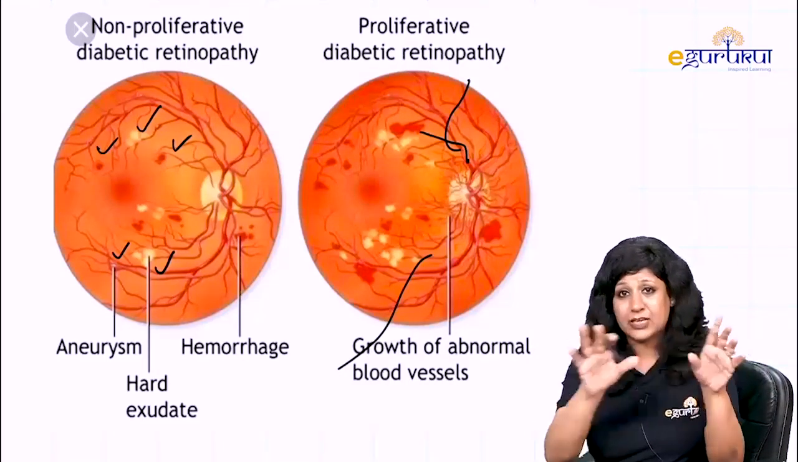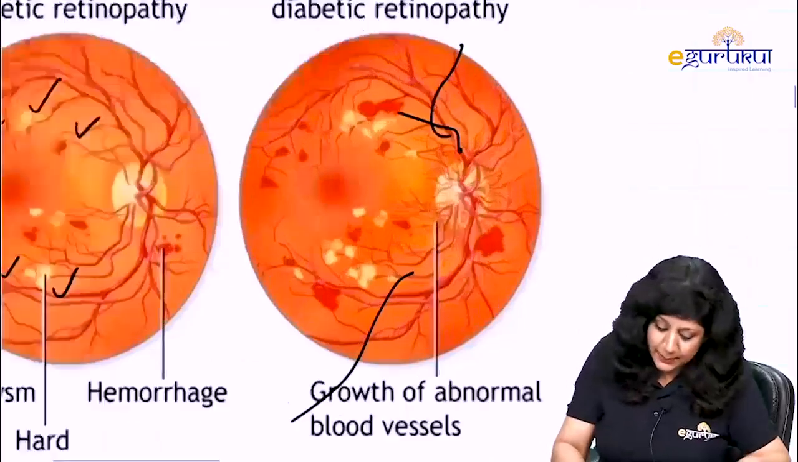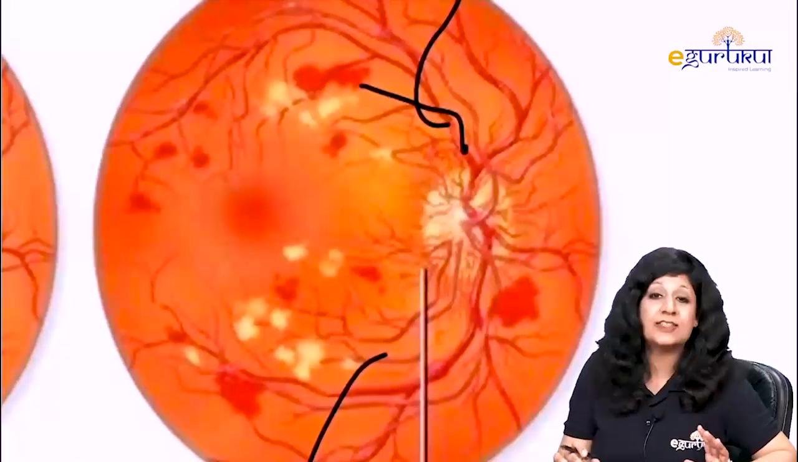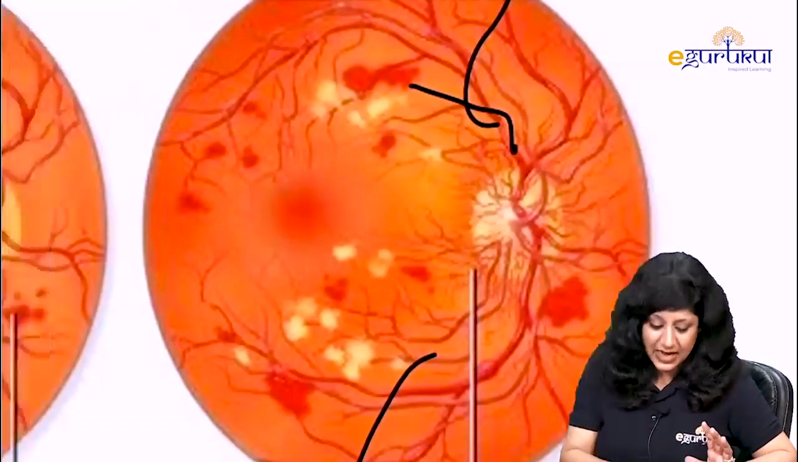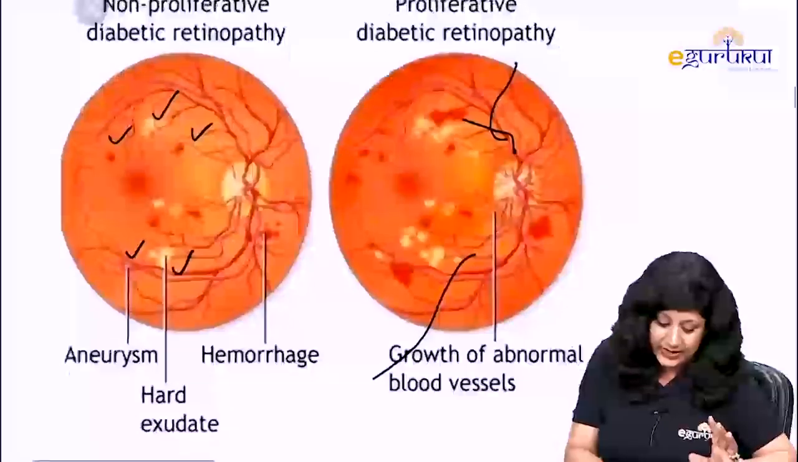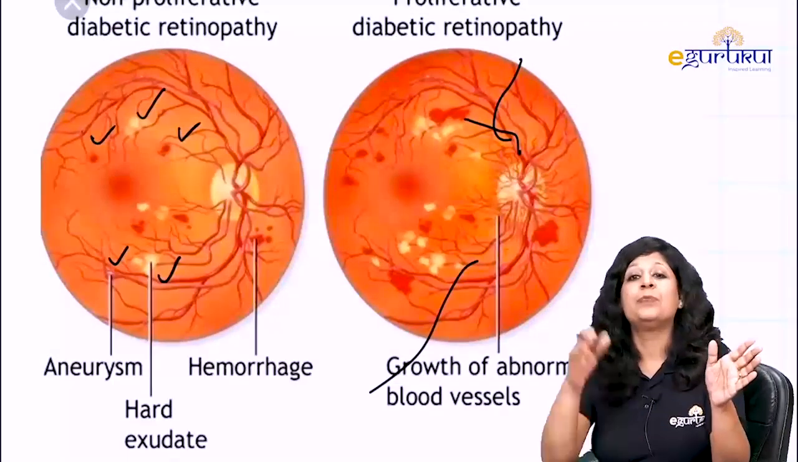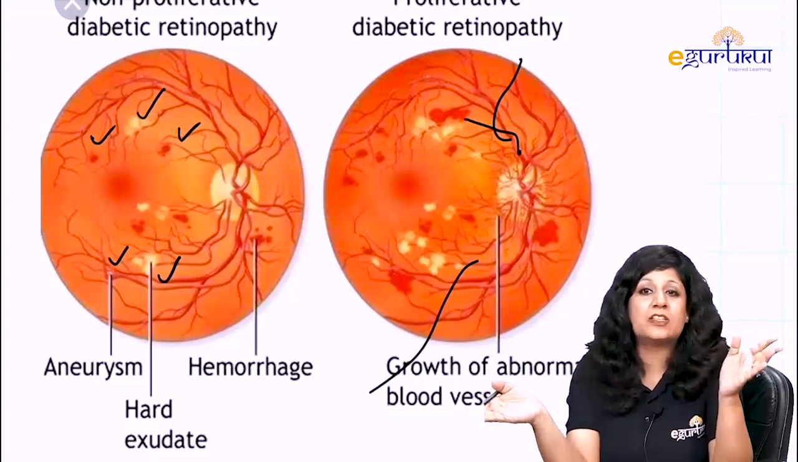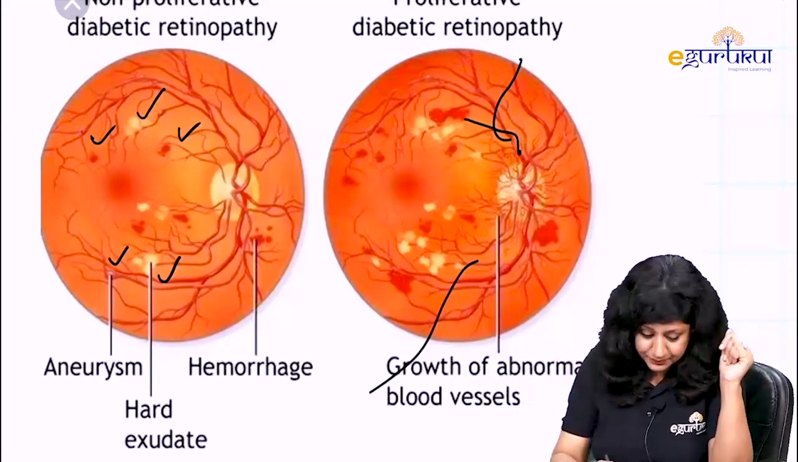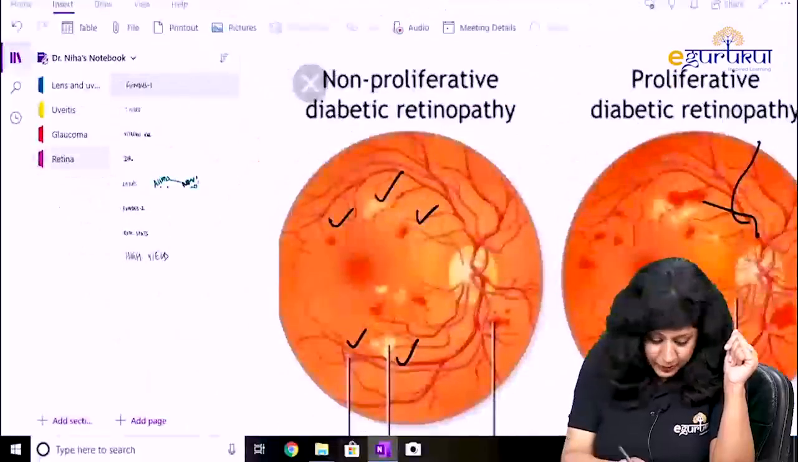The only difference you can see between the two pictures is the presence of this neovascularization over the optic disc as well as the other areas here. So I can say clearly that this one is your NPDR and this one is your PDR. Okay, so let us try to see now.